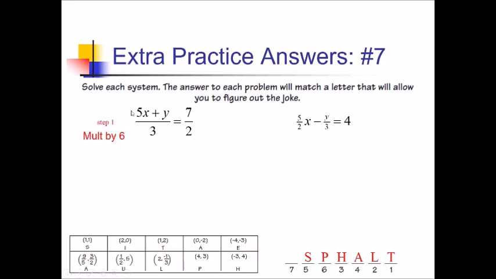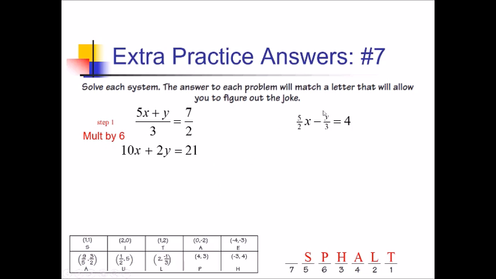If I do 6 times this first term, the 6 and the 3 cancel, since 6 divided by 3 is just 2. So I'm going to have 2 times 5x, which is 10x, and 2 times y, which is 2y. Over here on the right side, 6 divided by 2 is 3, and 7 times 3 is 21. So that's one way to get rid of those fractions.